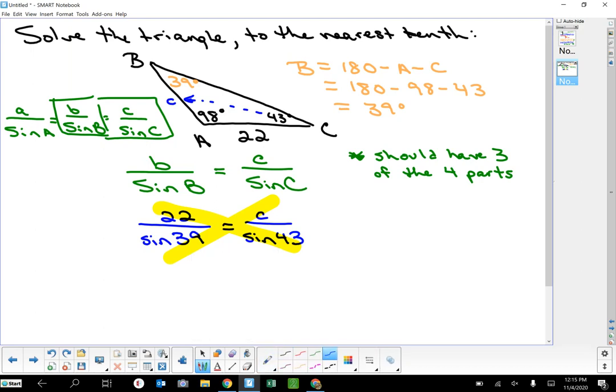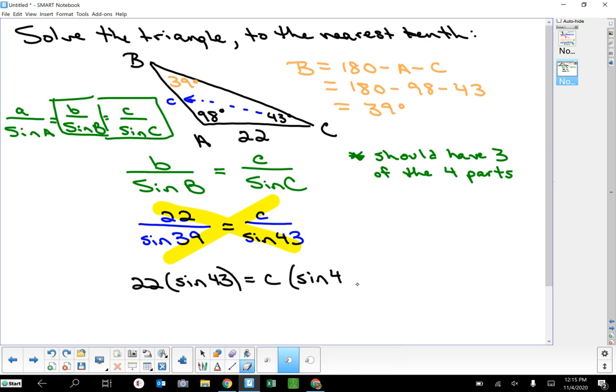I'm going to say 22 times the sine of 43 is equal to C times the sine of 39. And then I want to solve for C. I want to get the C by itself. So I'm going to divide by the sine of 39 on both sides.